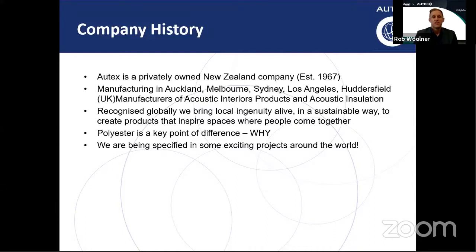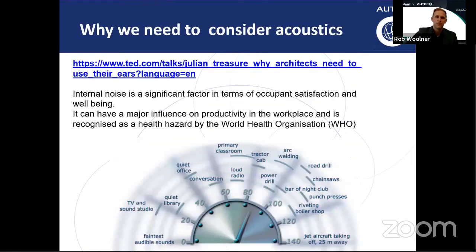We're being specified in some really exciting projects around the world. We're in the Empire State Building in the US. We're in Google offices in Hong Kong. We're in Adobe offices in London in the UK. So really for us, we love being a supplier into some of these fantastic buildings that are designed by people like you.